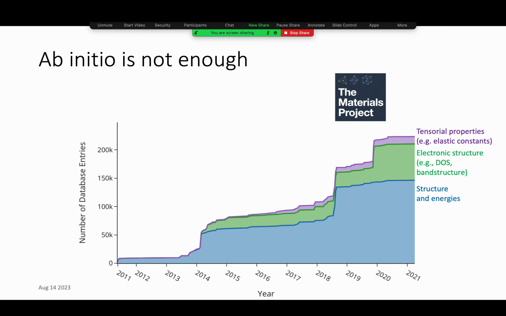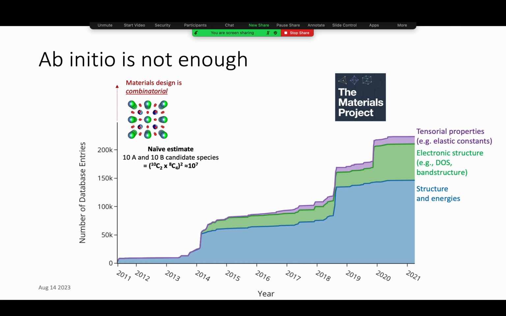And the situation is even worse when we talk about other kinds of properties that we are interested in. So, for example, if you want to compute the electronic structure, in the materials project, you have about half the number of electronic structure, accurate electronic structure calculations compared to the total number of structures, right? And for things like tensorial properties, so things like your elastic constants, phonon properties, the situation is even worse. You basically have about 10% of the data that you have for things like just your basic structures and energies, right?